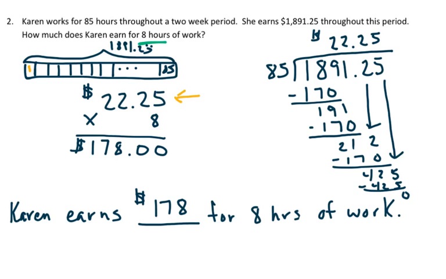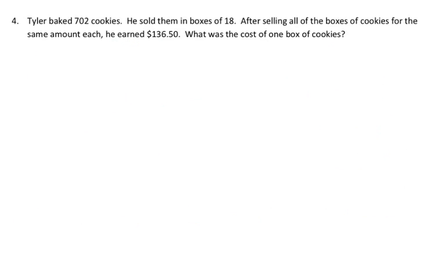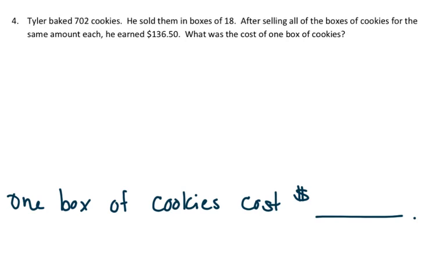Now we're going to move on to question number 4. And number 4 reads, Tyler baked 702 cookies. He sold them in boxes of 18. After selling all of the boxes of cookies for the same amount each, he earned $136.50. What was the cost of 1 box of cookies? Okay, time for my target sentence. 1 box of cookies costs blank dollars, and I have my dollar sign there because I know that we're looking for money here.